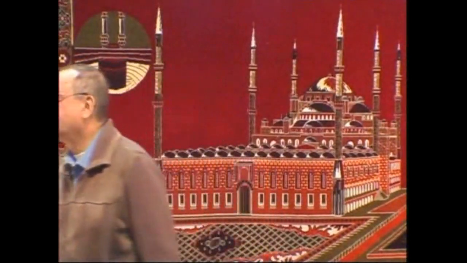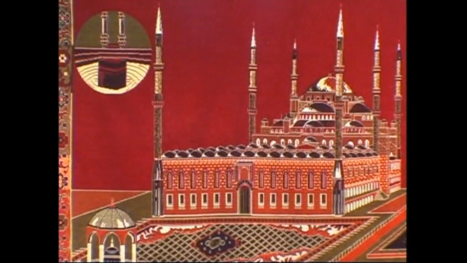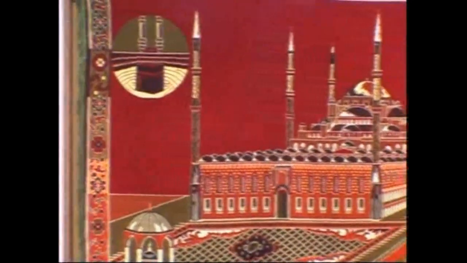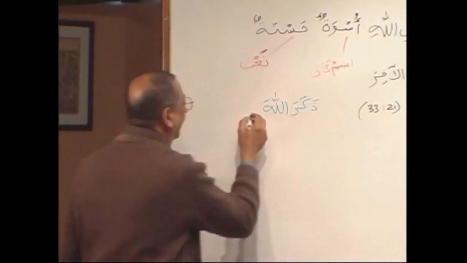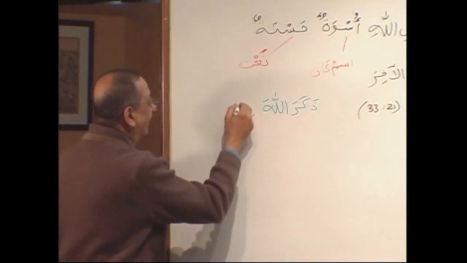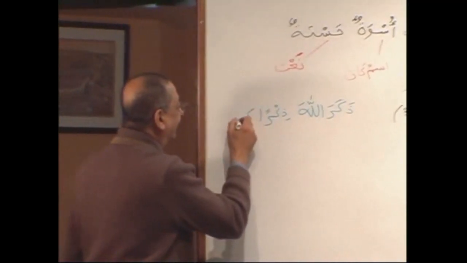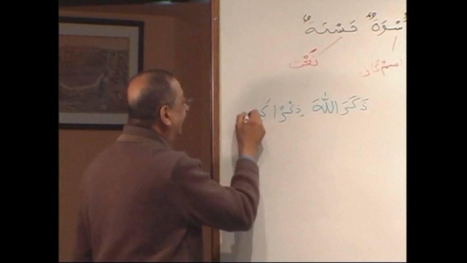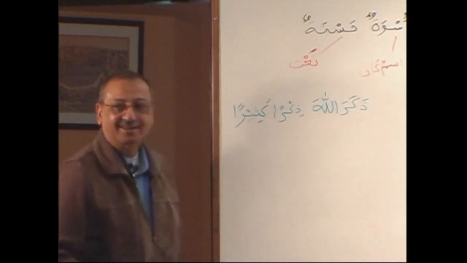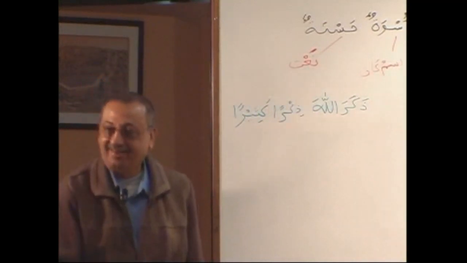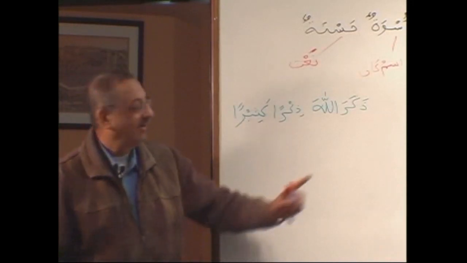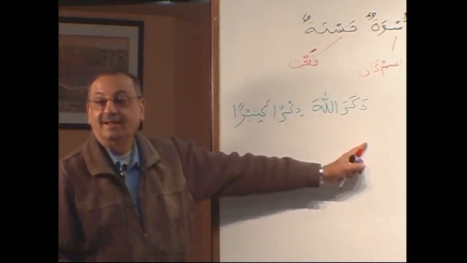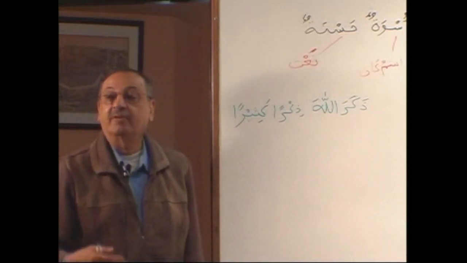Now, if you were to write it, brothers and sisters, it would be like this, brother. Zakarallahu zikran kathiran. MashaAllah. Brothers and sisters? Zakarallahu zikran. So what is zikran? This is a masdar from zakara. And this is the Arabic way of emphasizing.